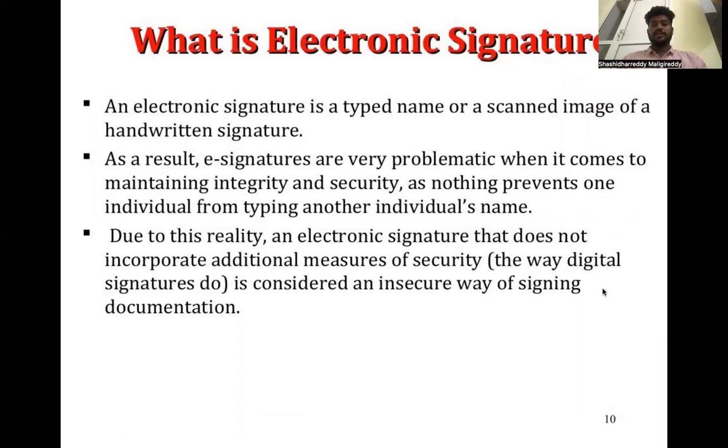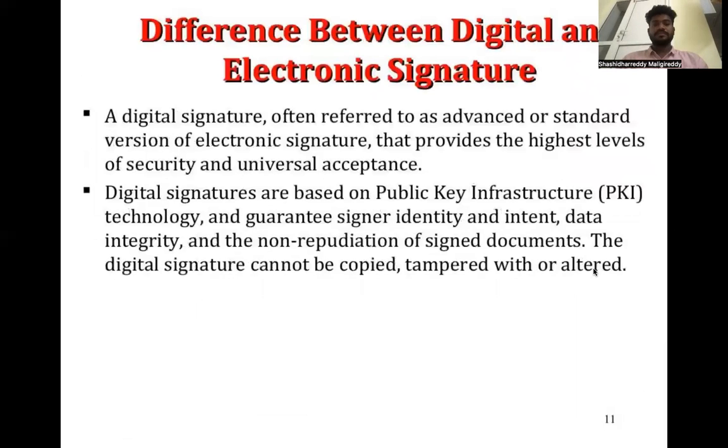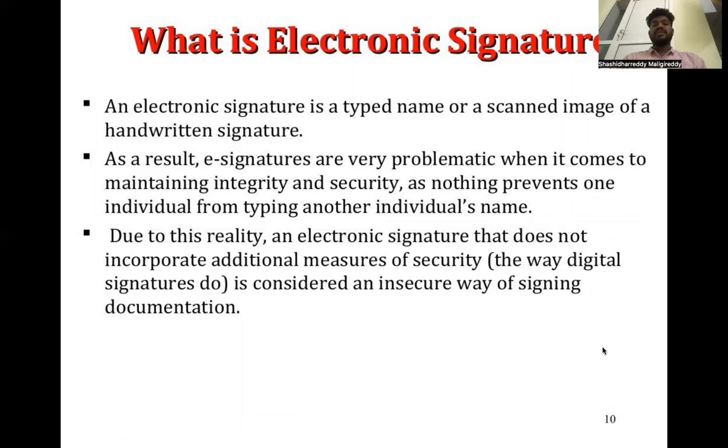What is an electronic signature? An electronic signature is a type of typed name or a scanned image of a handwritten signature. As a result, an e-signature is very problematic when it comes to maintaining integrity and security, as nothing prevents one individual from typing another individual's name. An electronic signature does not incorporate additional security measures, so it does not have that much security. Anyone, one of my friends or anyone else, can write his name in place of mine. That's the problem with the electronic signature.